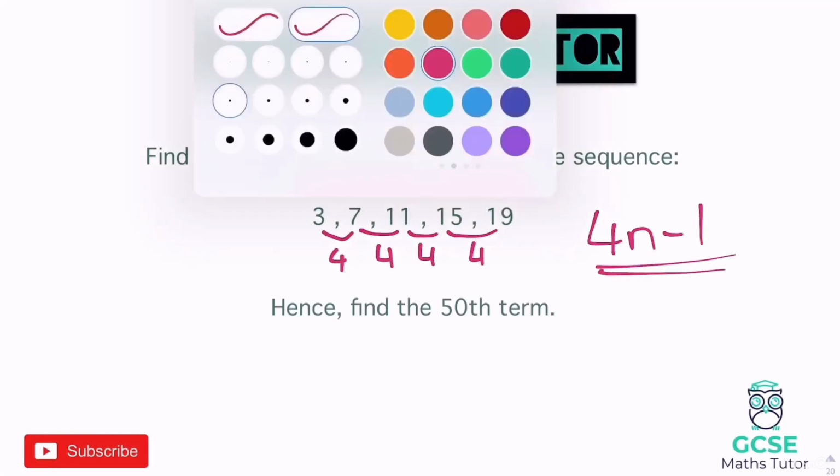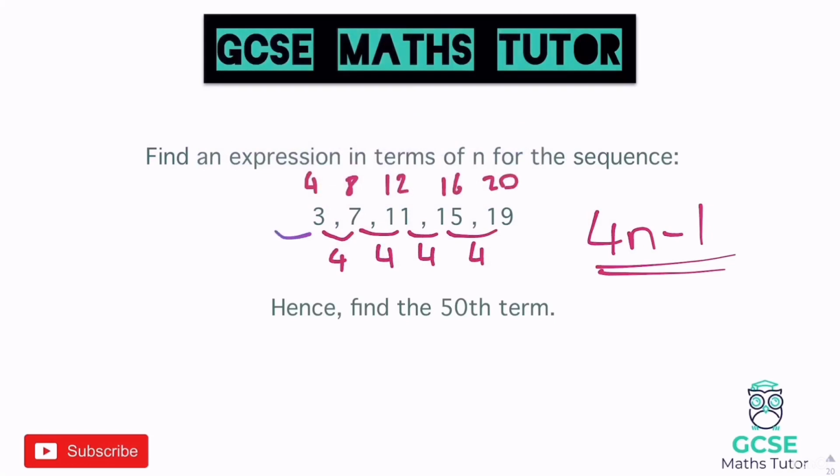There is also a little trick that you can apply on this. You can go backwards 4, so if we go back 4, we get the number -1, and that always tells us how much smaller or how much bigger it is than the times table we're looking at. So it says hence find the 50th term. Well, here's our little code, 4n minus 1.